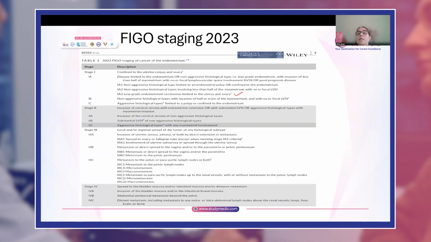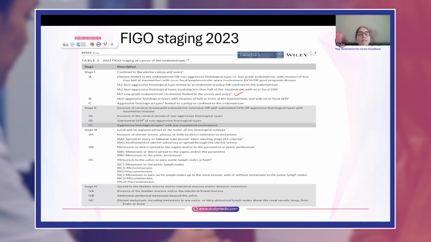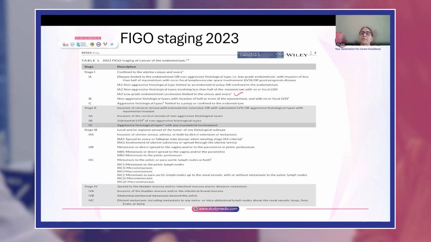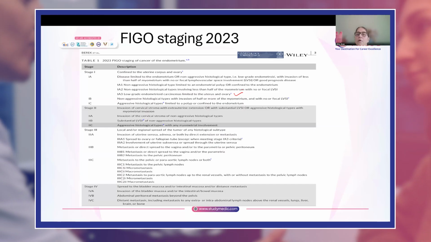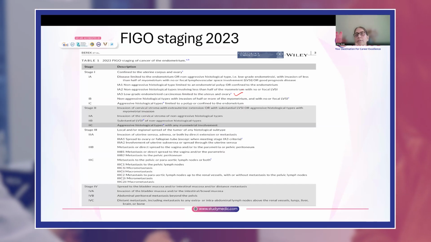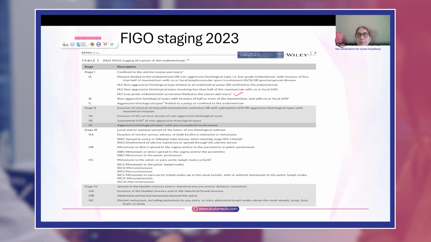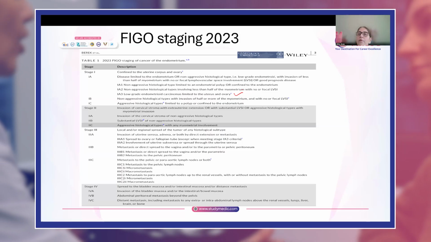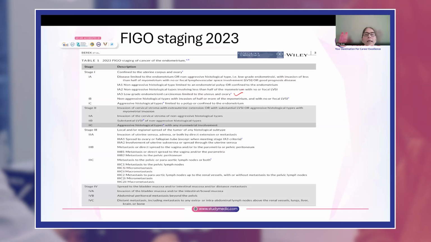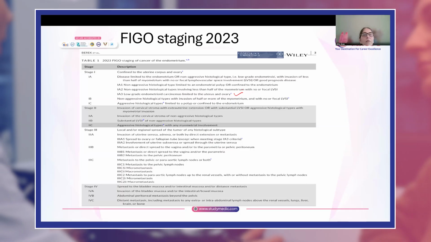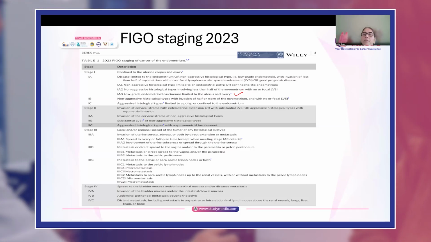Now stage 3B, whenever there is metastasis or direct spread to the structures lower down, so vagina or to the surrounding structures, parametrium or the pelvic peritoneum. 3B1 is metastasis or direct spread to the vagina and or the parametria. Stage 3B2 is to the pelvic peritoneum.